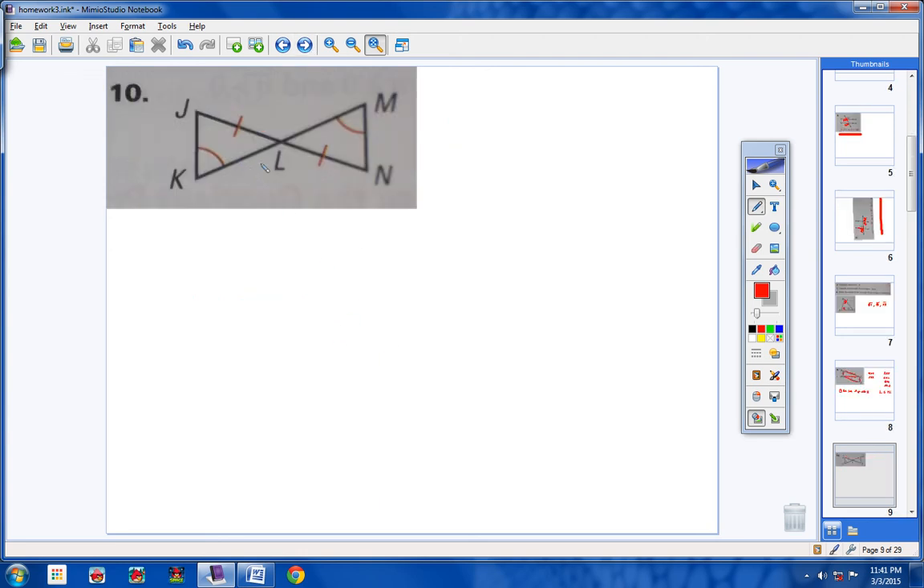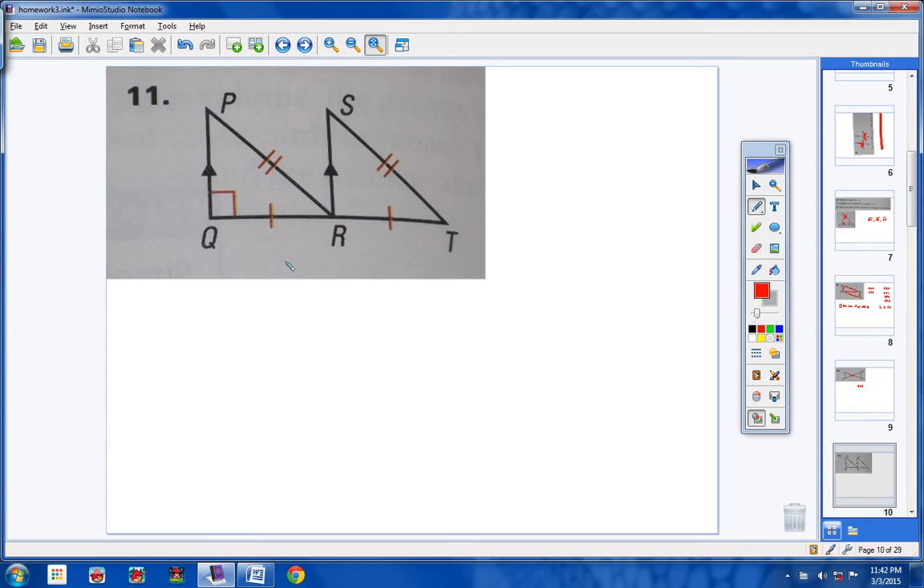Now, we have two lines that are intersecting right here and right here. When two lines intersect, their vertical angles are congruent. So this angle here is congruent to this angle here. Now look what you have, students. You have angle, side, congruent to angle, side. So yes, these two triangles are congruent. By what theorem? Angle, side. Right there it is. All right, number 11.